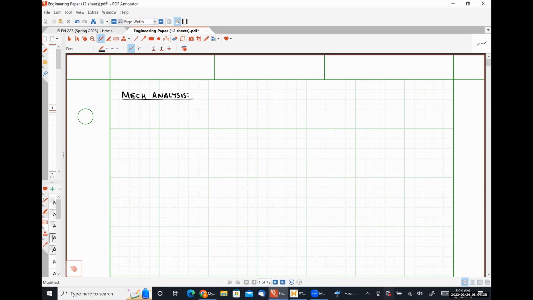Students tend to prefer mesh to nodal just because you don't have a bunch of fractions and all of that kind of stuff. That's really the only reason I can think of. They're both equally powerful, but mesh can only be applied if we have what's called a planar circuit.